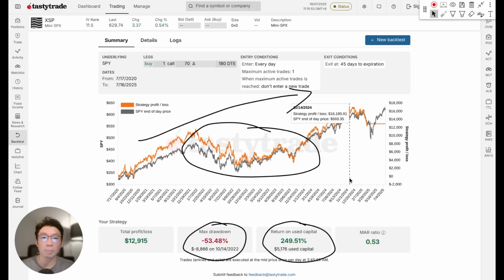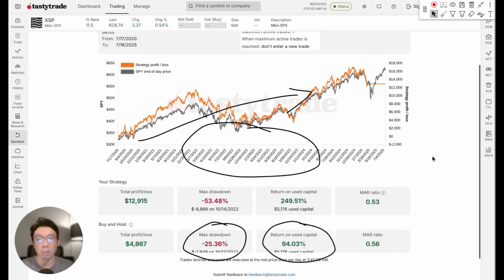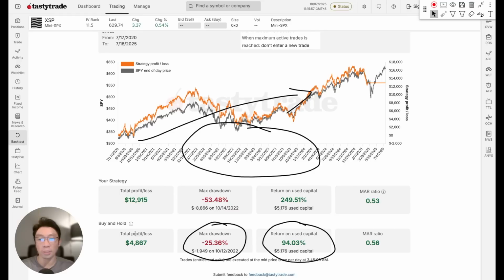So how did SPY perform if you just buy and hold? If you were to take a look at the buy and hold position down here, the return is 94%. So by using LEAPS, you dramatically magnify the return. So you're going to get a much higher return, but at the same time, of course, your drawdown is going to be more than if you were to just buy and hold. Buy and hold is about negative 25%. So with LEAPS, you're going to magnify both the profits as well as the loss.